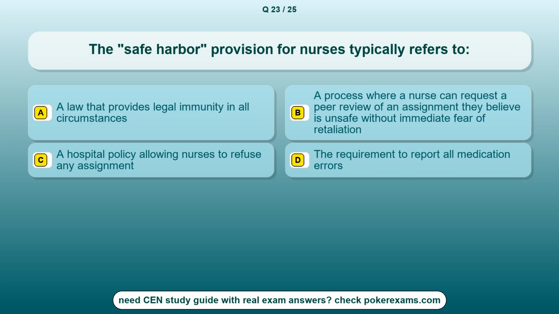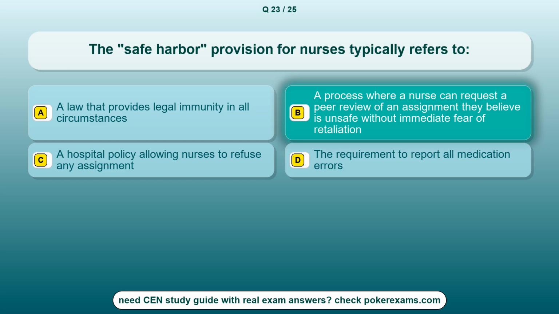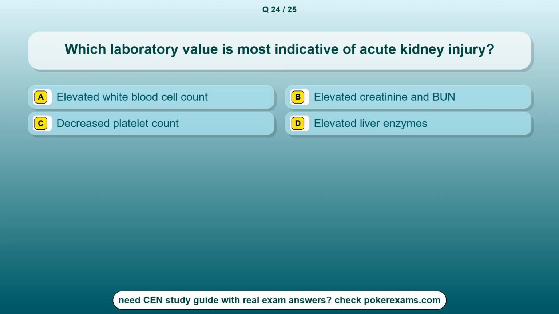Question 23. The safe harbor provision for nurses typically refers to Option A. A law that provides legal immunity in all circumstances. Option B. A process where a nurse can request a peer review of an assignment they believe is unsafe without immediate fear of retaliation. Option C. A hospital policy allowing nurses to refuse any assignment. Option D. The requirement to report all medication errors. The correct answer is option B. A process where a nurse can request a peer review of an assignment they believe is unsafe without immediate fear of retaliation.